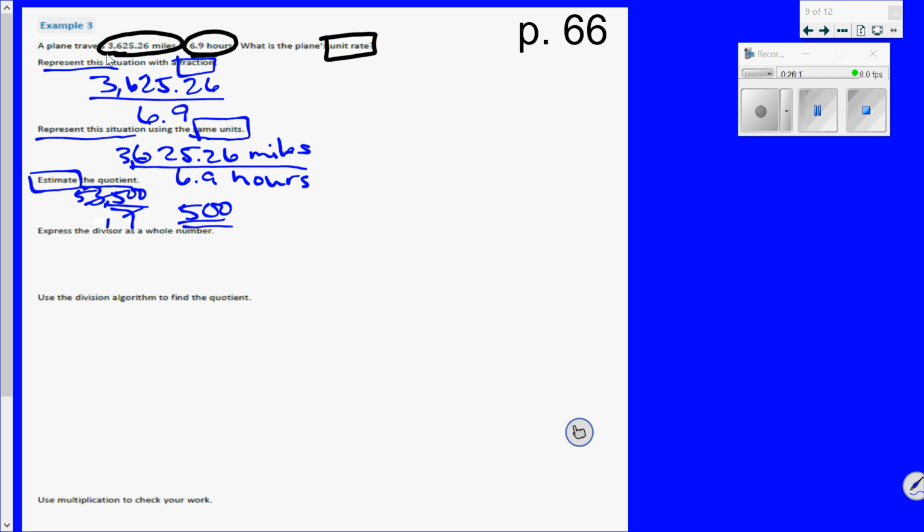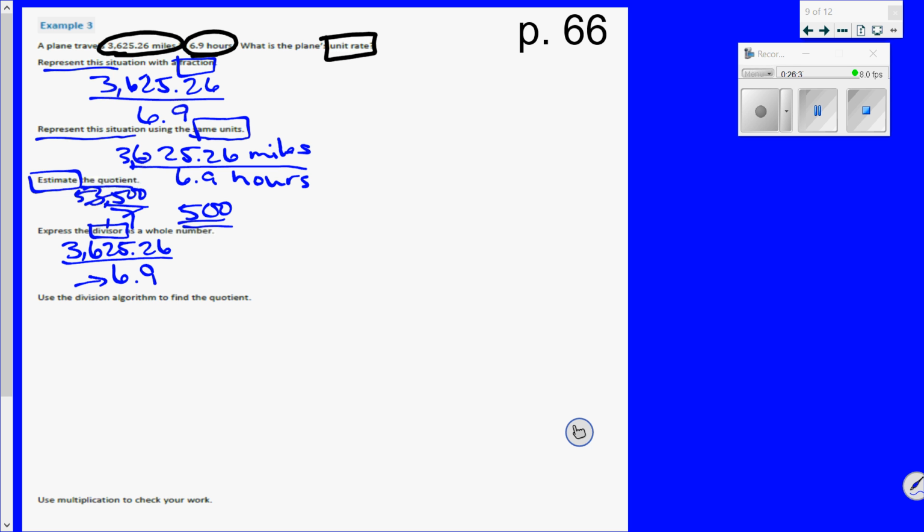Again, guys, the estimate should be very quick. You're literally making the numbers easy to do. Okay? Now, express the divisor as a whole number. So we're going to go back to our initial ratio, 3,625 and 26 hundredths, divided by 6 and 9/10.